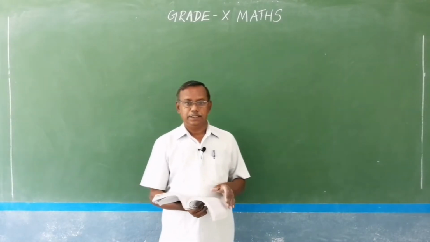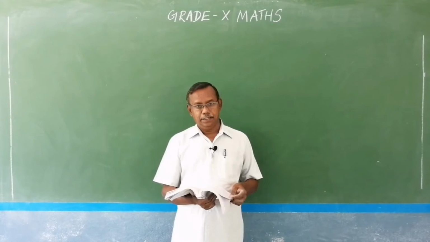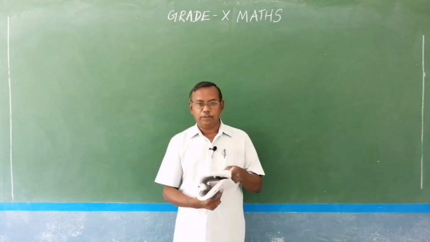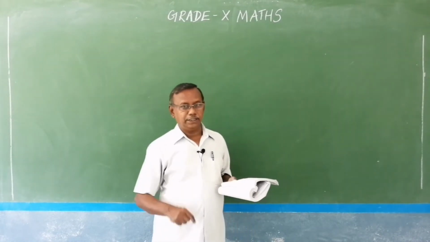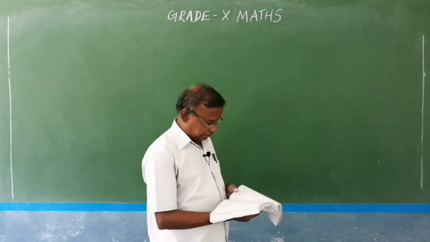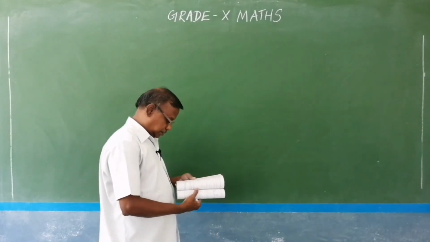We have seen three criteria: AA or AAA, SSS and SAS criterion. We have to use these three criteria for similarity, and using that similarity only we have to prove the following problems given in exercise 6.3 and their corresponding examples.